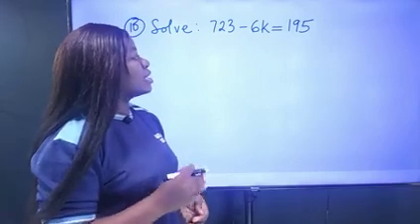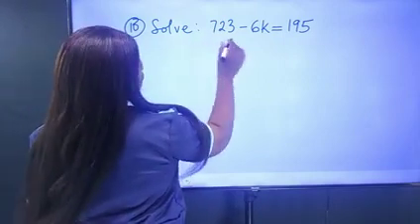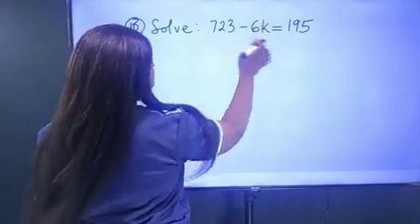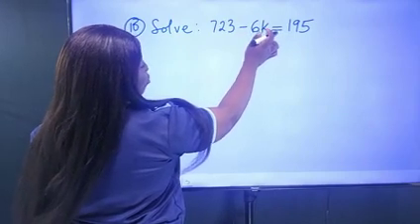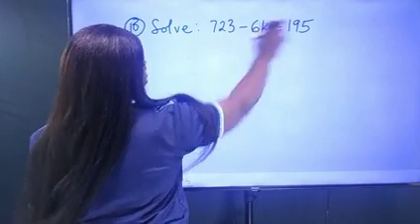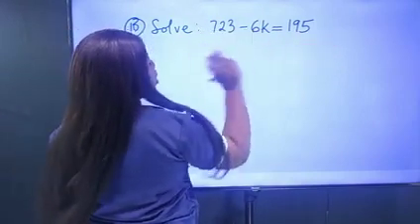So now the next one, which is the last question for this class: solve 723 minus 6k equals 195. Okay, so now we need to make this value positive, because the term we need to find is here. So we are going to move it to the right hand side. The reason is because it is negative. We want it to be positive.